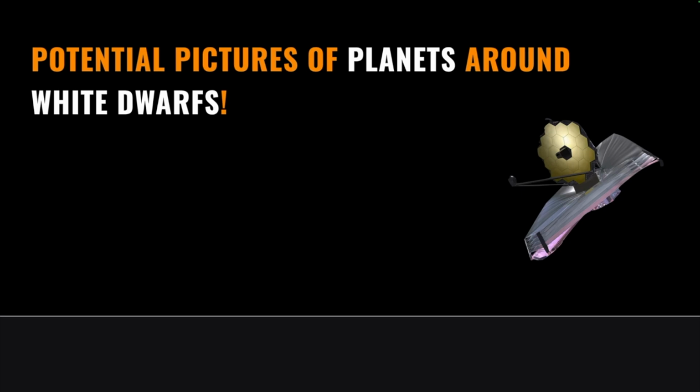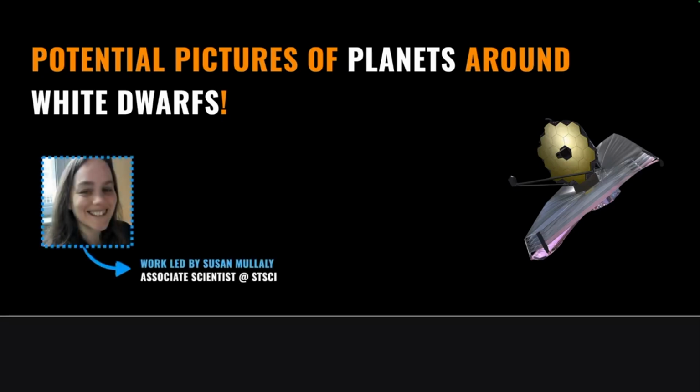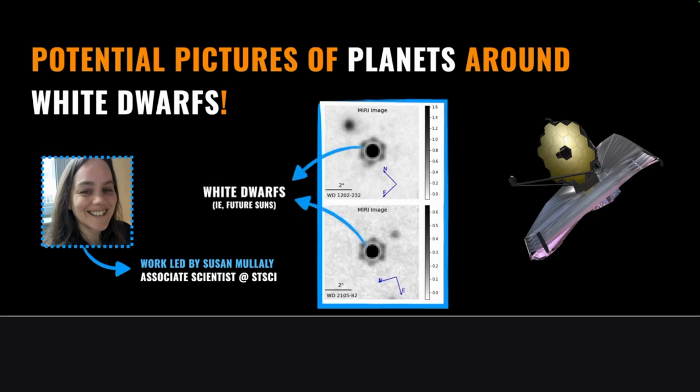Excitingly enough, there are some teams working on this around the world. And one of these teams is led by Susan Mullally, who is actually my office neighbor. And she has a team that has led some imaging of these white dwarfs out there in our galaxy. And here are two pictures of these white dwarfs. So these dots that you see in the center, those are actually these white dwarfs. So these are these future suns.